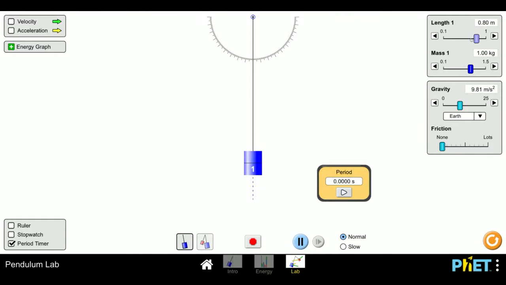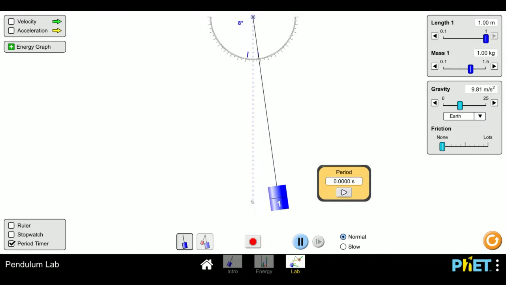So now if I increase the length, see, I'm going to go all the way up to 1 meter. What's going to happen to the period if I increase the length? Anyone know? What happens to the period if I increase the length? It should increase. Let's see if it does.